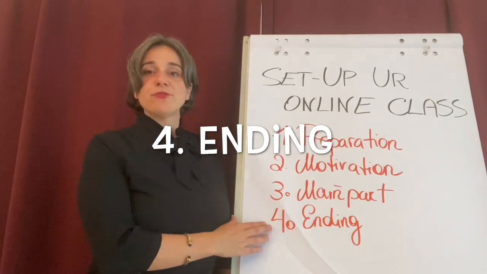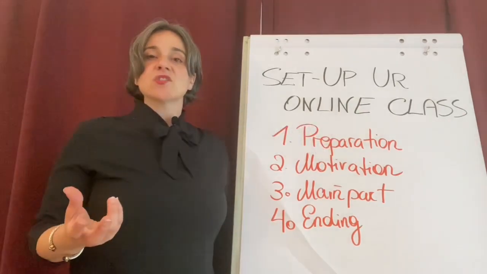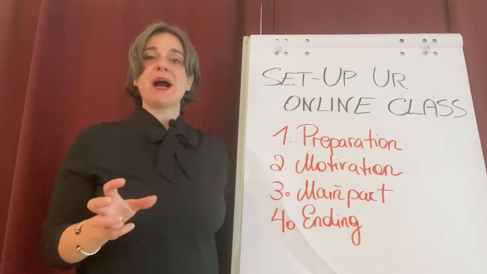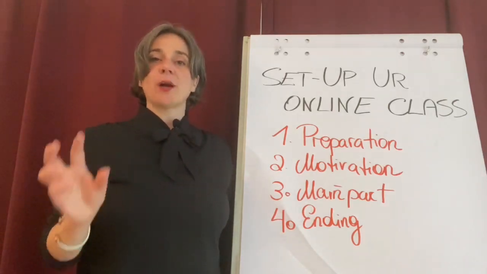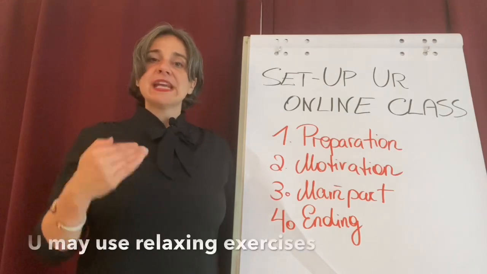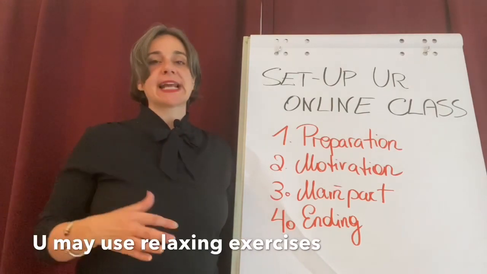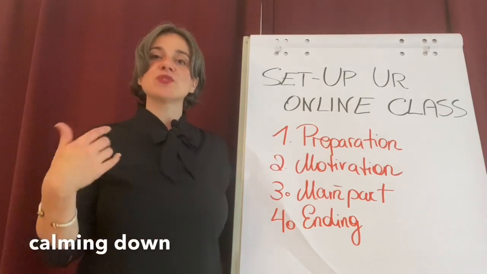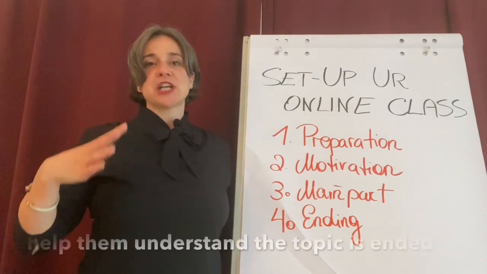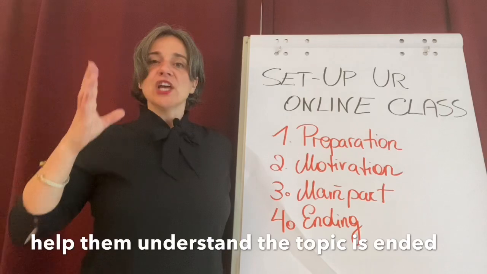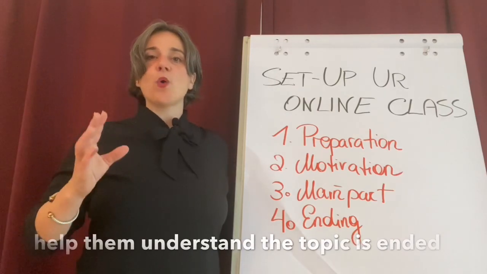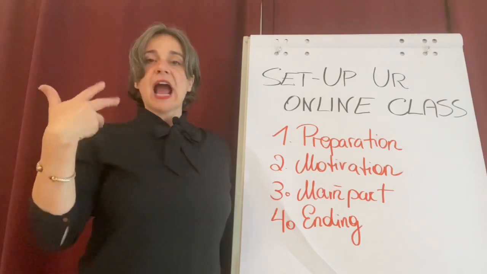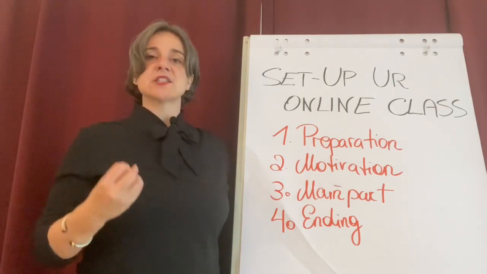Then we have number 4, which is the ending. Whenever you have a classroom or a topic and the main part is done, you should have a proper ending to it. When it comes to the ending, you can do some relaxing exercises, some jumping exercises, some calming down. You can just have them understand this topic is now ended. So whatever you put there, make sure the children are able to really end the topic.